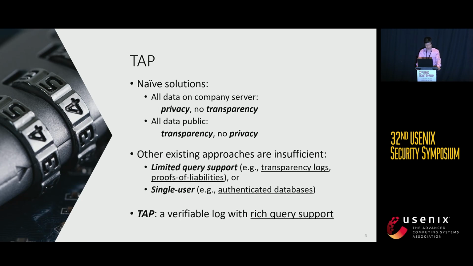There are other approaches proposed in the literature. For example, limited query support using transparency logs, including certificate transparency and CONIKS. Those systems can only support lookup queries, so very limited types of queries are supported. Another line of work is proof of liability, which is mainly used in the cryptocurrency context and only supports sums and lookups. There is also work supporting a single user, like authenticated databases, including IntegriDB and FalconDB, but they cannot hide data between users.